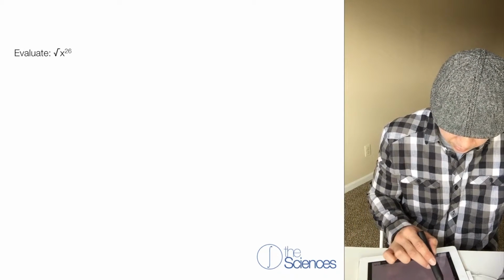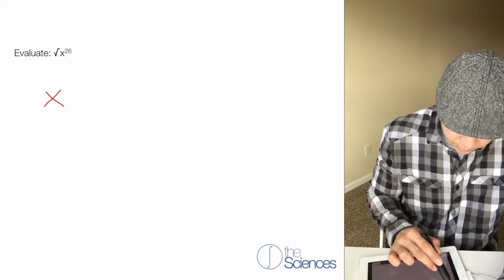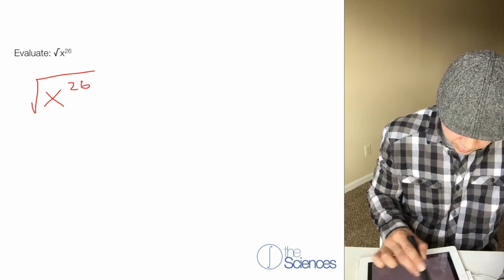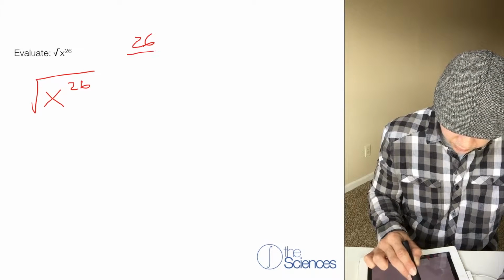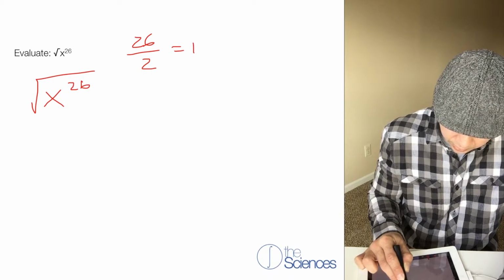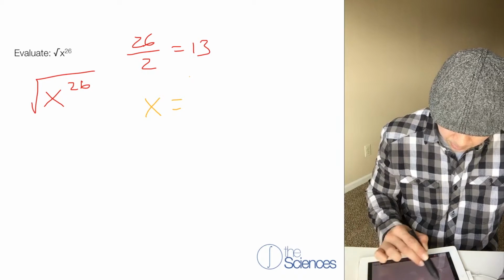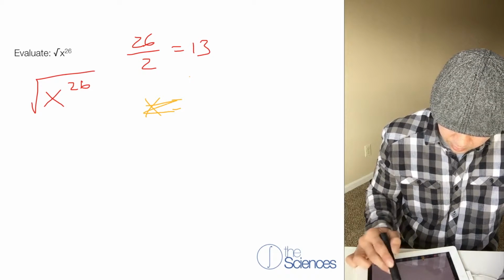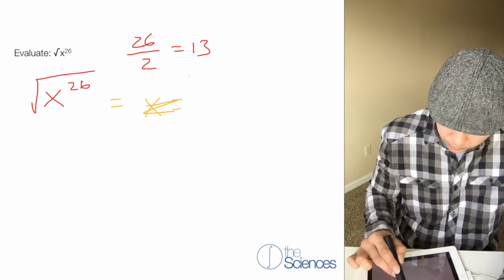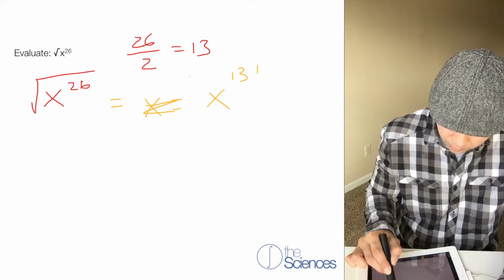So let's do that again. We have the square root of x to the 26th. 26 divided by 2 is 13. So that means this equals x to the 13th power.